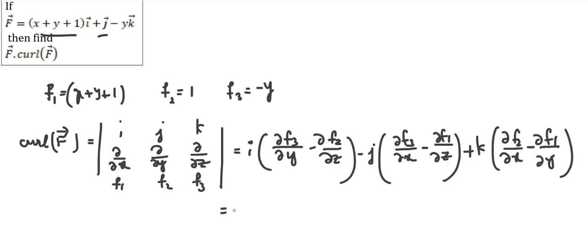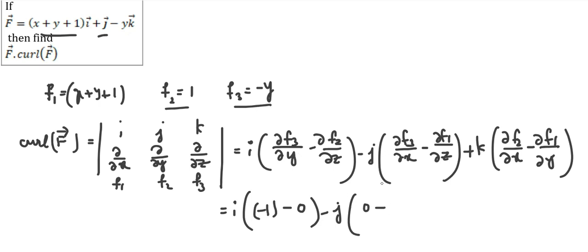So now let us calculate the partial differentiation of F3 with respect to y. So it is -1, right? Minus, the partial differentiation of F2 with respect to z, which is 0. So minus j into, the partial differentiation of F3 with respect to x, that is 0. Minus the partial differentiation of F1 with respect to z. So x and y are constant, and the partial differentiation of that is 0. Plus k into the partial differentiation of F2 with respect to x, which is 0.